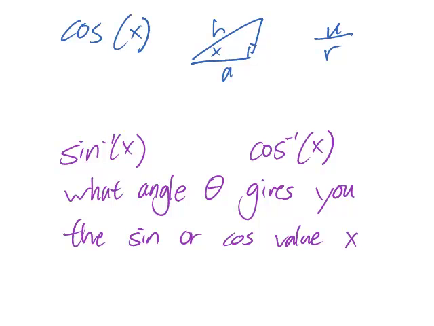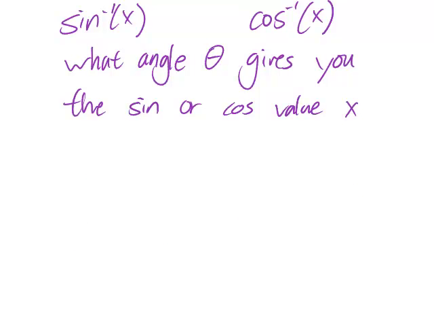So in some sense, instead of saying, okay, here's an angle, what's the ratio, whether it's v over r, u over r, or opposite or adjacent over hypotenuse, we are asking, here's a ratio, here's a number. Can you give me an angle, what angle theta, that gives you the sine or cosine?